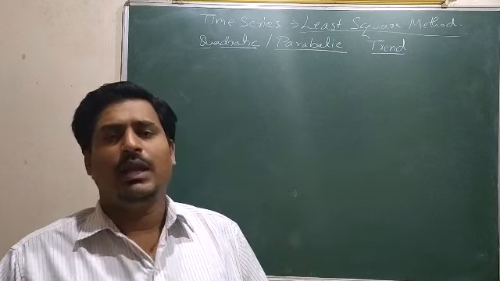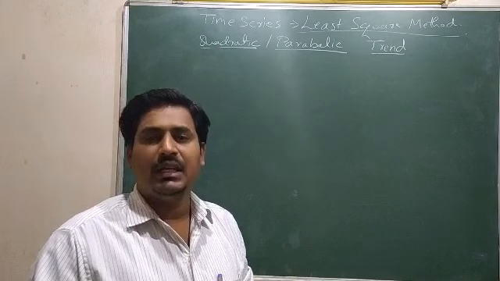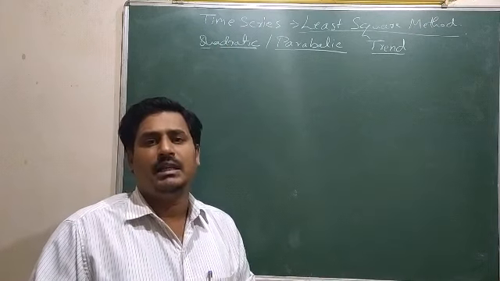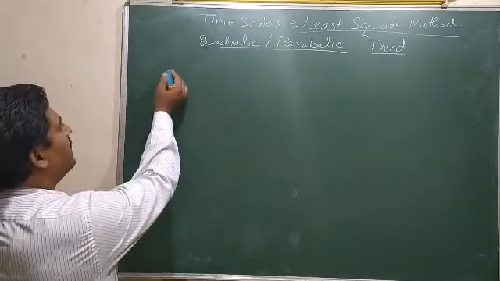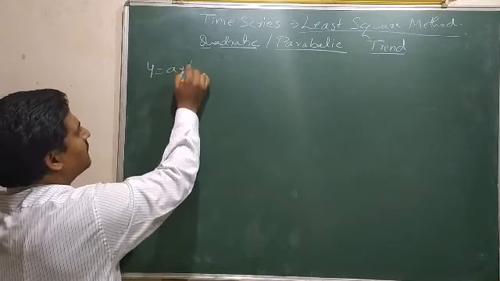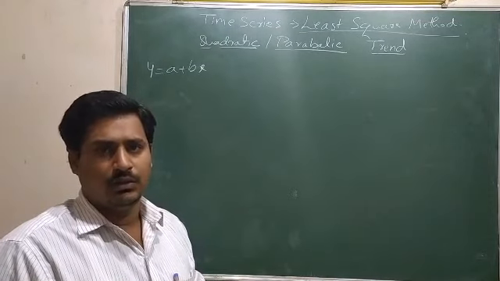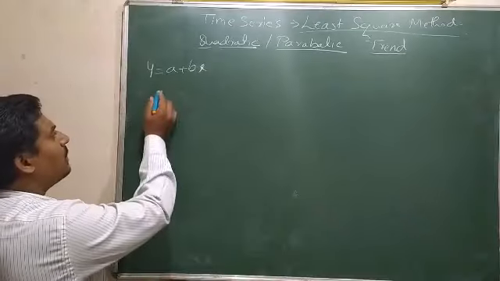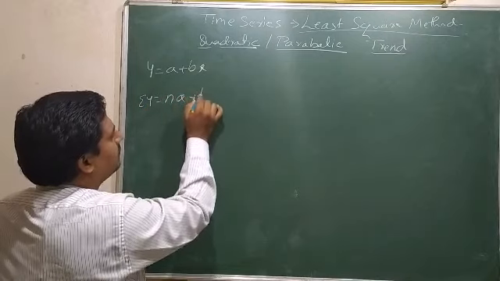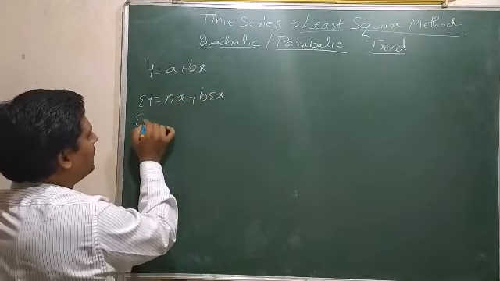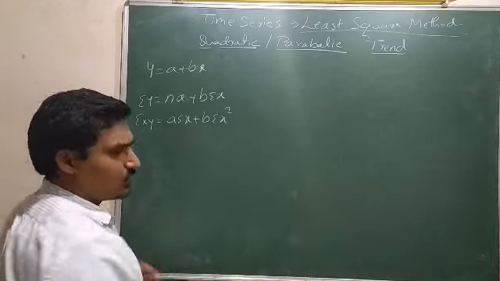Dear students, today we'll discuss quadratic trend or parabolic trend. In last class, we discussed straight line trend, another name for which is linear trend. And the equation for linear trend was y is equal to a plus bx, where a and b are two constant values. And to get them, we solved two normal equations, that is summation y is equal to na plus b summation x, and summation xy is equal to a summation x plus b summation x square.